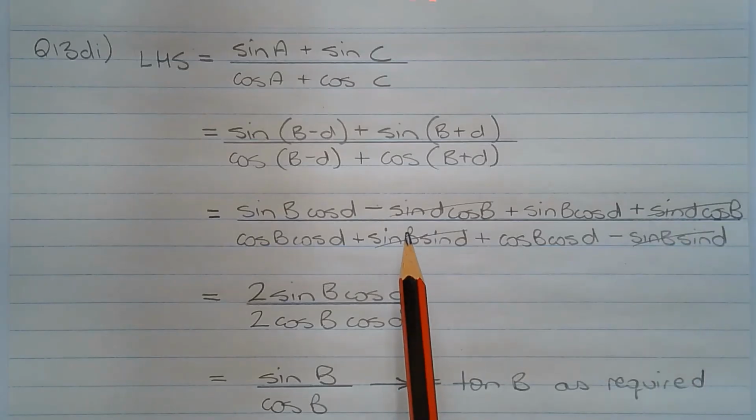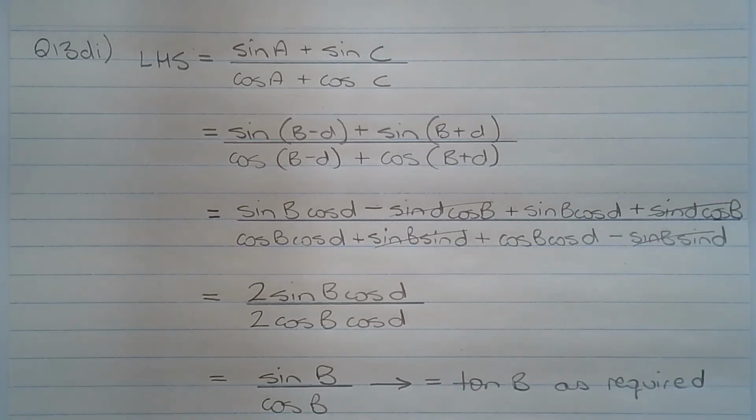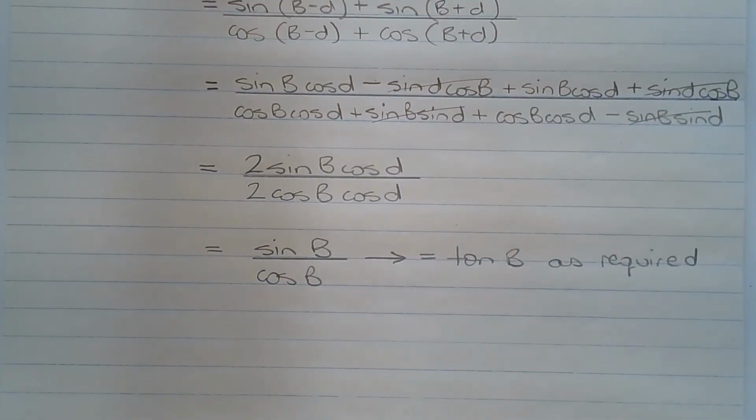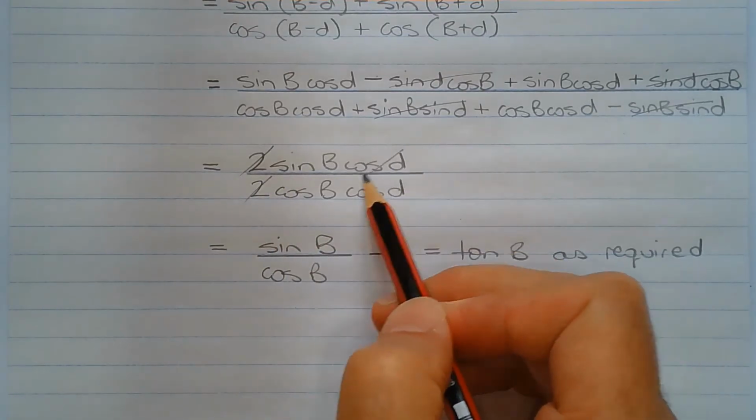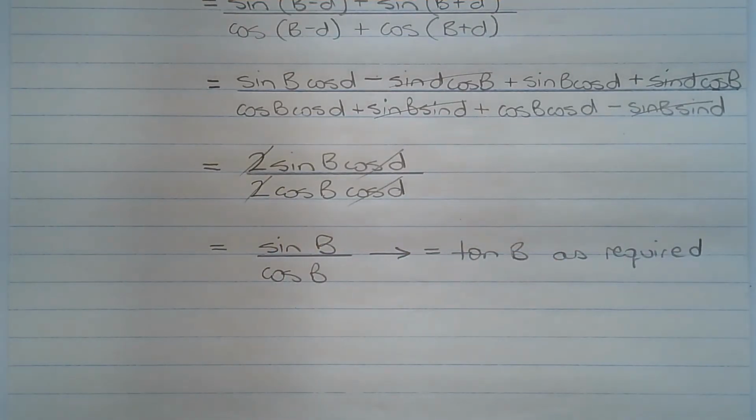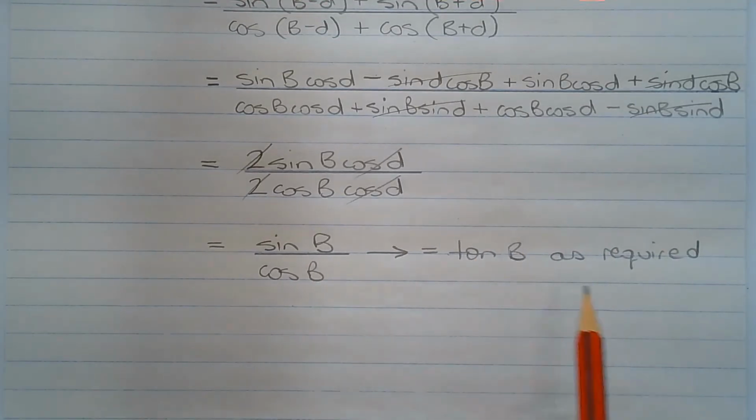Now in the numerator, the sine d cos b terms will cancel, and in the denominator, the sine b sine d terms will cancel. So that equals 2 sine b cos d over 2 cos b cos d. And this 2 and this 2 will cancel, and this cos d and cos d will cancel there. And that equals sine b over cos b, which equals tan b as required.